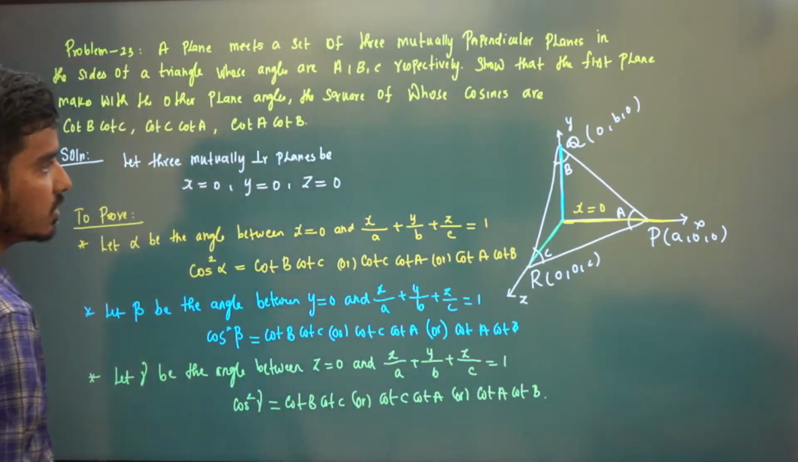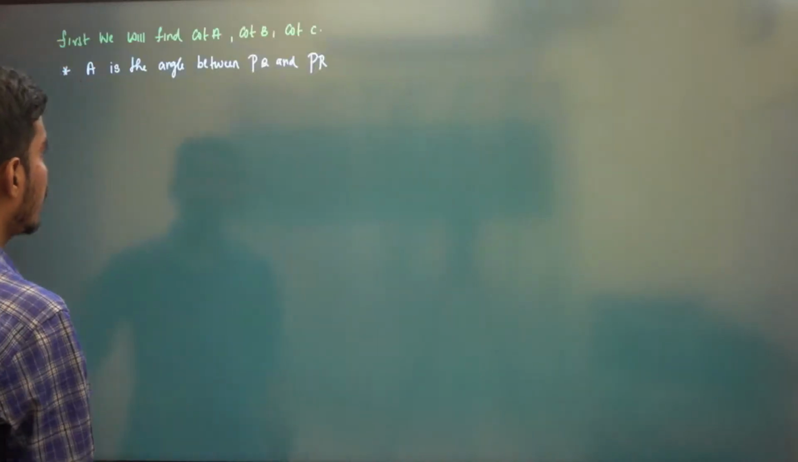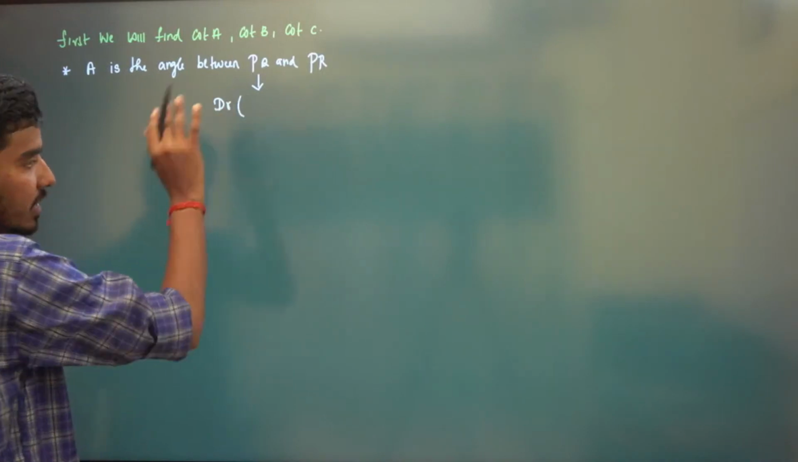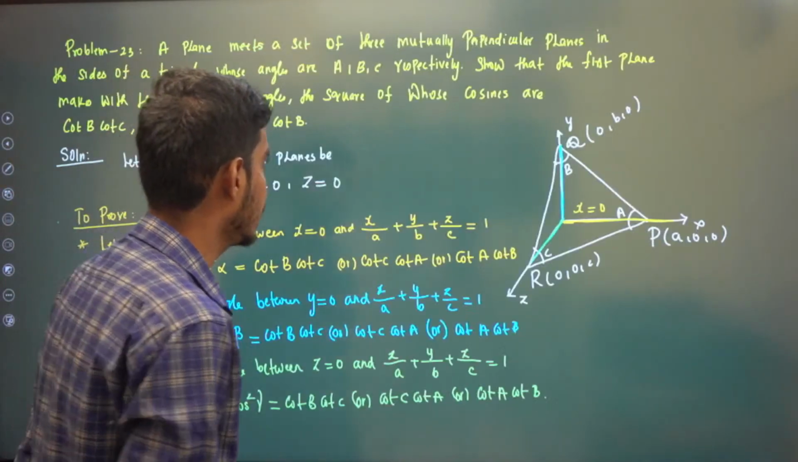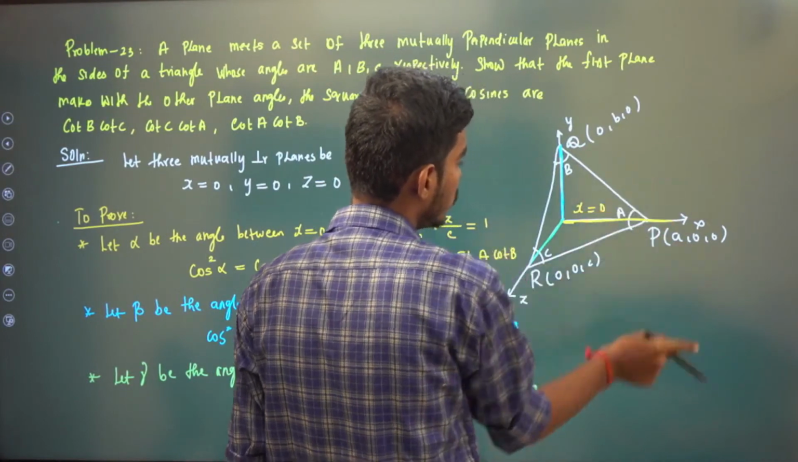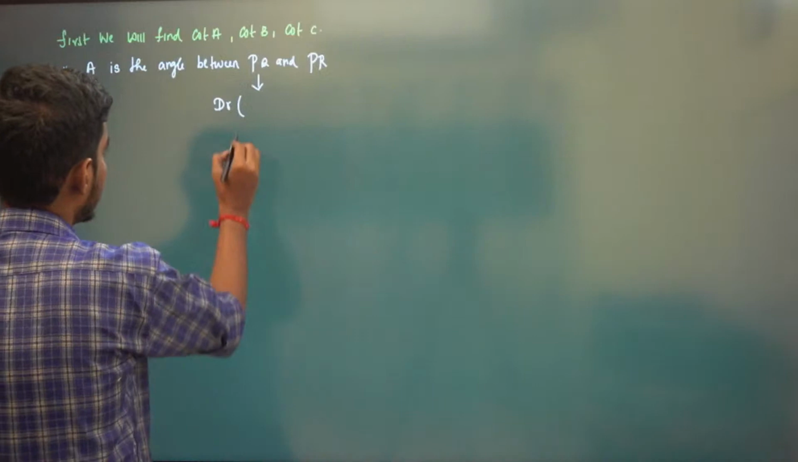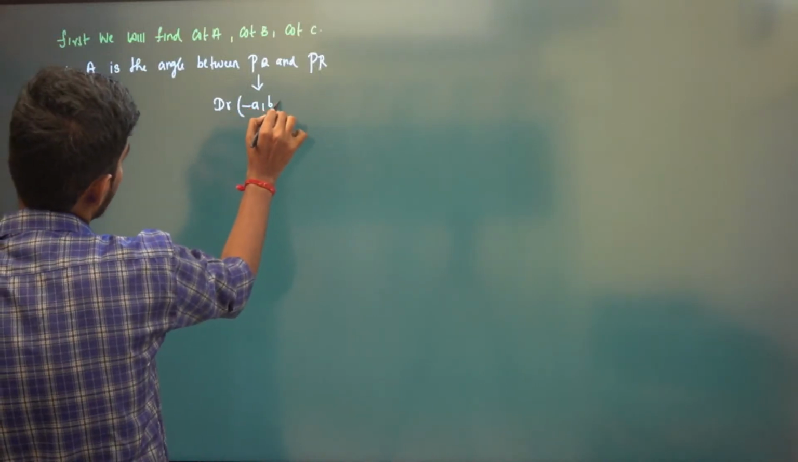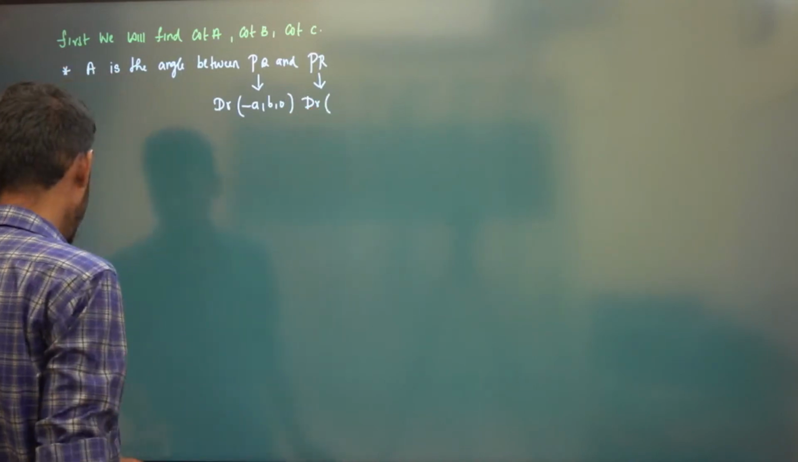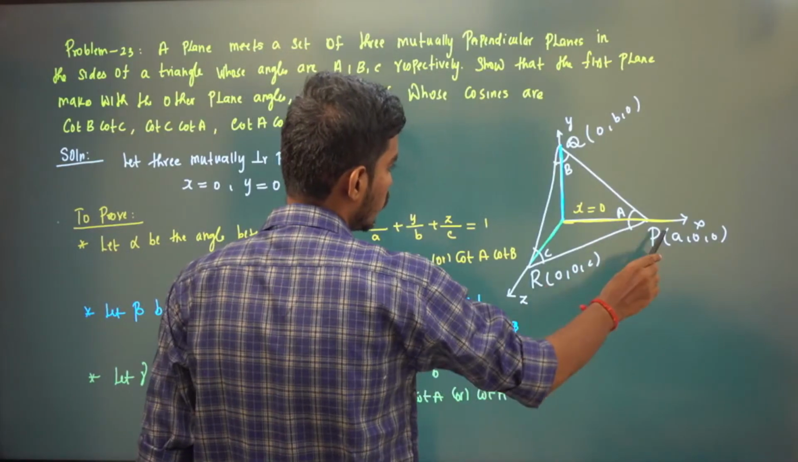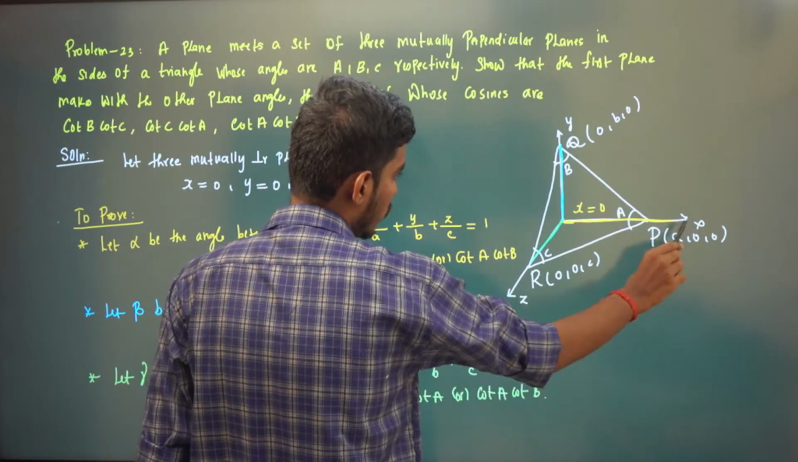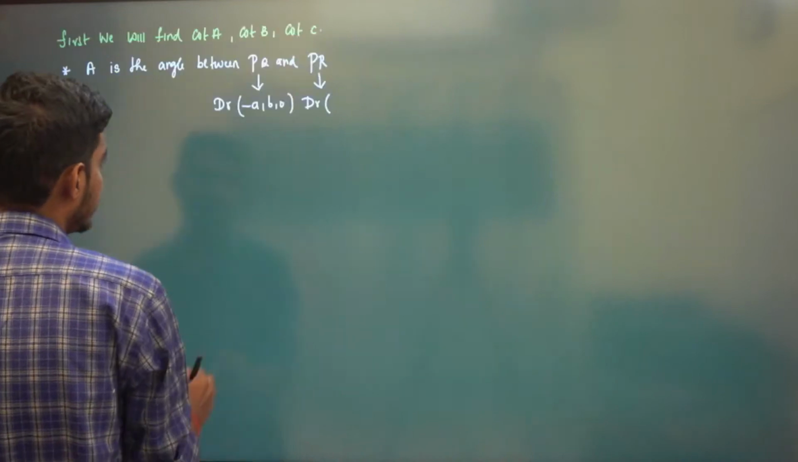Now what is the direction ratio of PQ? It is x2 minus x1, y2 minus y1, z2 minus z1. So 0 minus a, b minus 0, 0 minus 0. So minus a, b, 0 is the direction ratio of PQ. Now what is the direction ratio of PR? 0 minus a, 0 minus 0, c minus 0. So it will be minus a, 0, c.